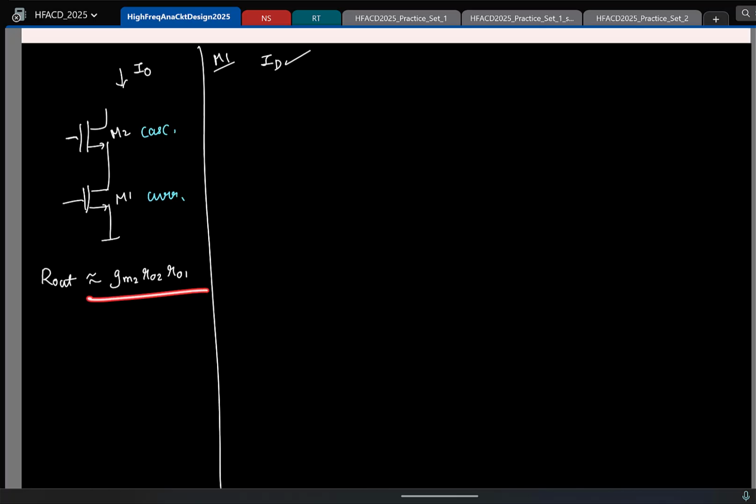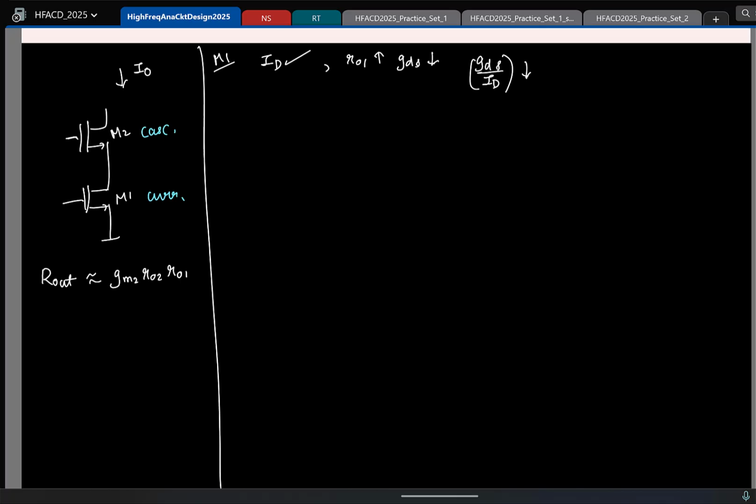I mean, this has to be larger. So what parameter of M1 is present here? RDS1, R01. So at least I know R01 must be large or GDS1 must be small. So which parameter do I have information about now? Yeah, if you remember, this was another parameter. So I know something about GDS by ID, that it has to be small.